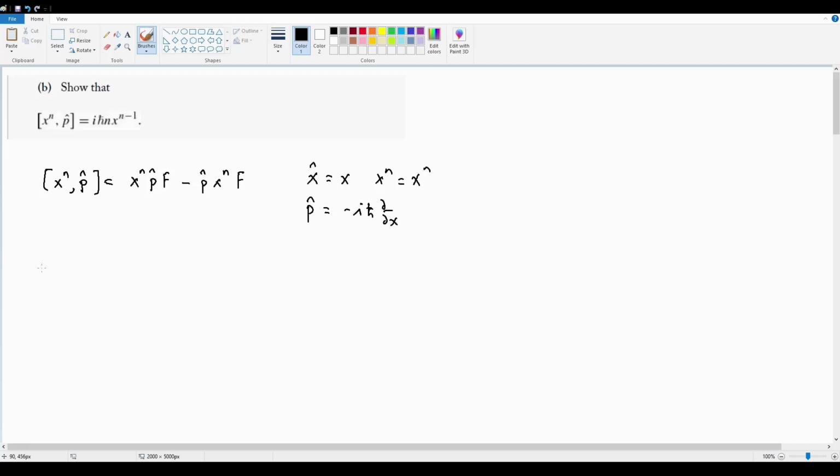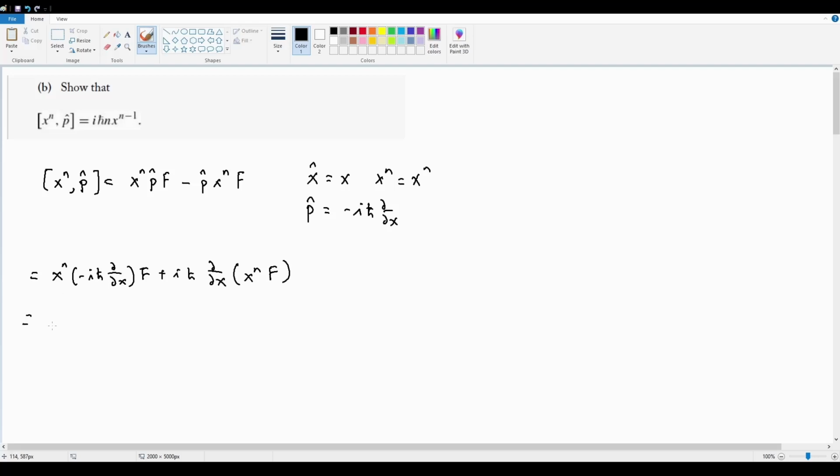So if we write this out fully, this commutator is going to equal x to the n times negative i h bar d by dx of f, minus, the minus here with the minus in p hat cancels out to make a positive, so plus i h bar d by dx of the entire term x to the n times f, like that.